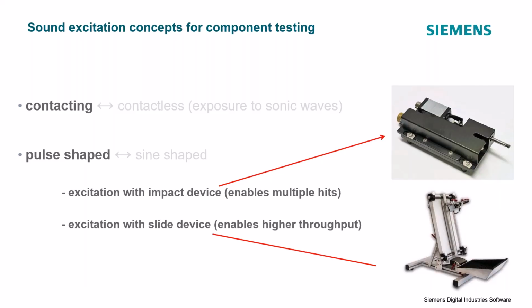Nevertheless, there are different concepts. The impact device for the heavier parts, it has the advantage that you can hit it several times. We have parts where this is necessary to get all resonance frequencies. So to hit a rotational symmetric part under different angles to get all the frequencies excited, sometimes this is necessary.